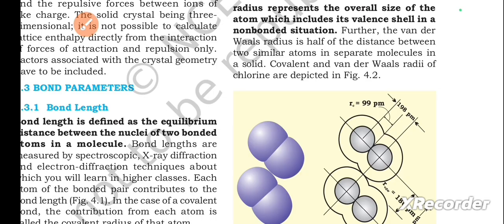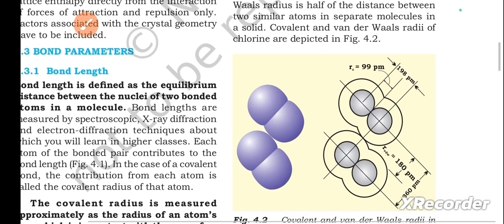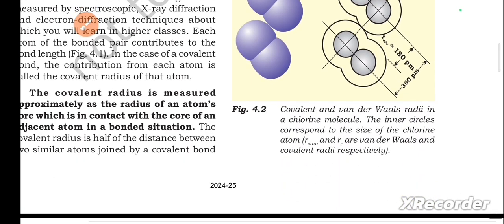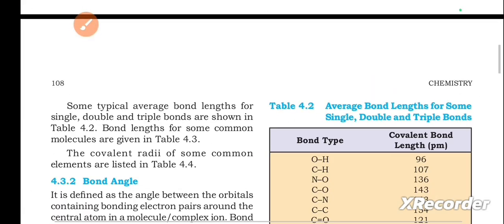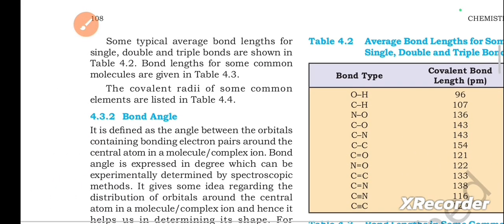Covalent and van der Waals radii of chlorine are depicted in figure 4.2. You can check it out. I will provide you this figure also. Some typical average bond lengths for single, double and triple bonds are shown in table 4.2. Bond lengths for some common molecules are given in table 4.3. The covalent radii of some common elements are listed in table 4.4. All these tables I will provide you.